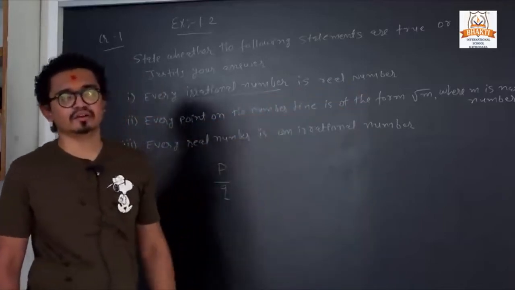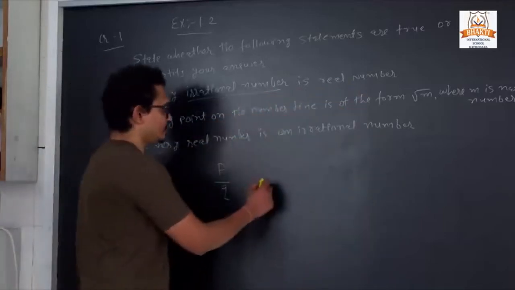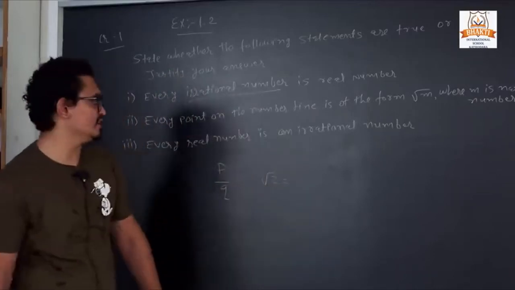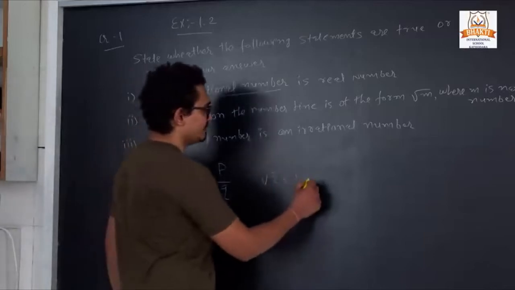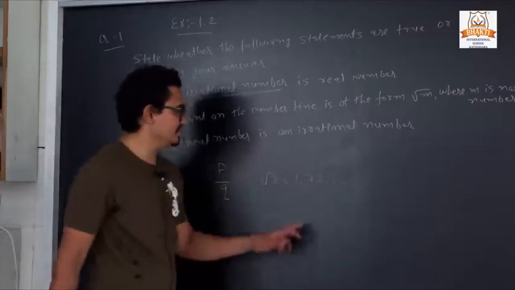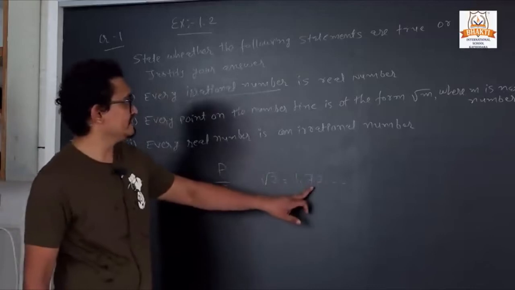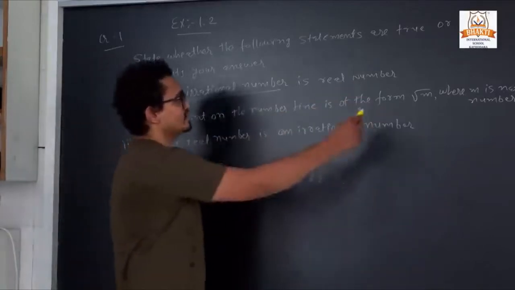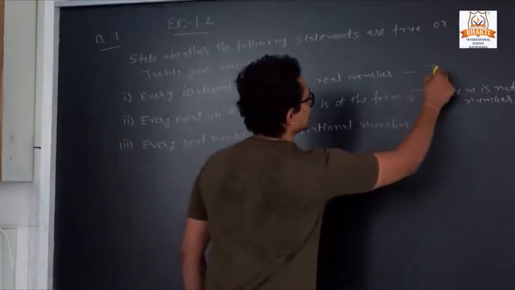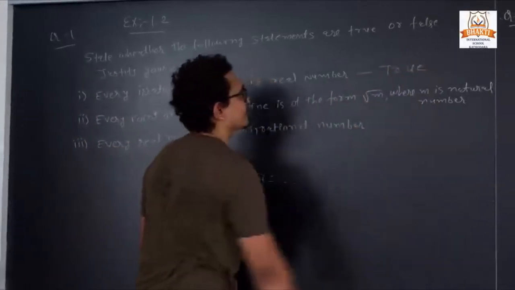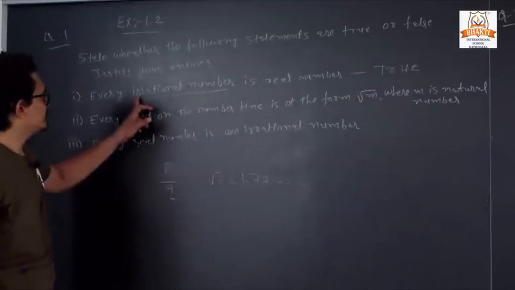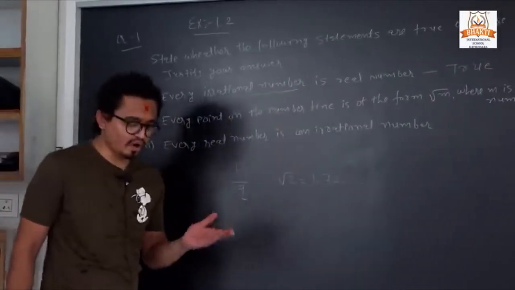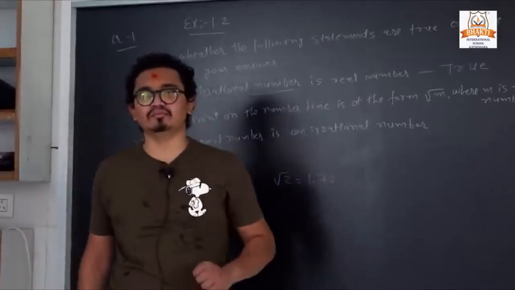So yes, because if we take the example of root 2 and find its value on our calculator, it will be approximately 1.73. We can represent 1.73, it is a kind of real number. Yes, it is a real number. So the first statement is true, because all the numbers are included in the real numbers.